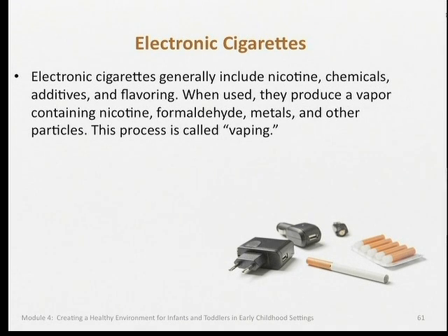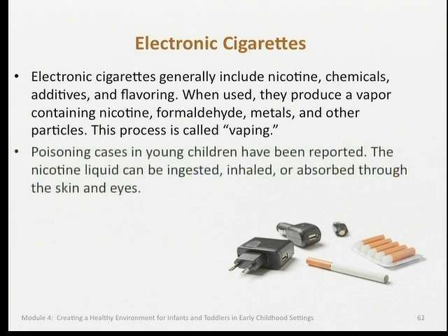E-cigs consist of a liquid cartridge, a battery, and an LED light. The e-cig heats the liquid, producing vapor that can be inhaled. This process is called vaping. E-cigs can produce substances that worsen indoor air quality and are not safe for use around children. In addition to nicotine, e-cig smoke may contain formaldehyde, metals, and silicate particles. Another danger of e-cigs is childhood poisoning. The nicotine liquid can be ingested, inhaled, or absorbed through the skin and eyes.